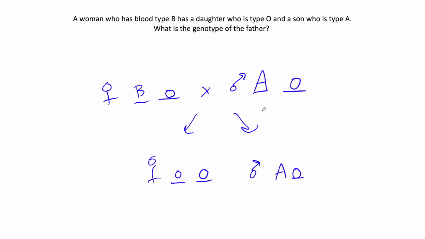Now we know everybody's genotype. The question was actually asking about the father. We figured out everybody, so dad has to be blood type AO. And that's how you solve that one.